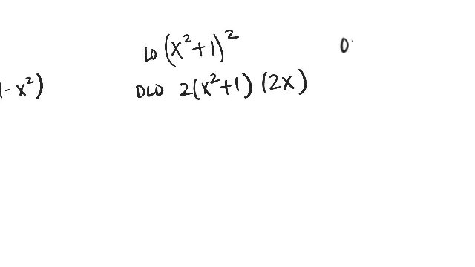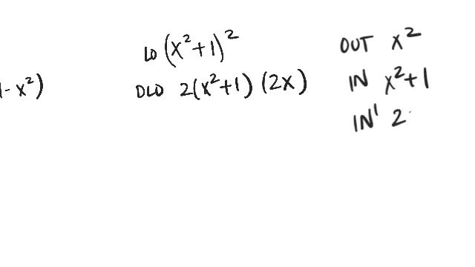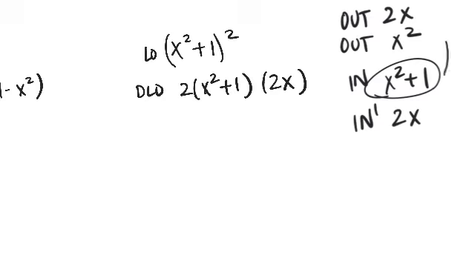Let me write this out. Outside function is x squared. Inside function is x squared plus 1. In prime is 2x. Out prime is also actually 2x, right? So out prime of in means we're putting this guy in here. So out prime of in is right here, and here's my in prime, okay?